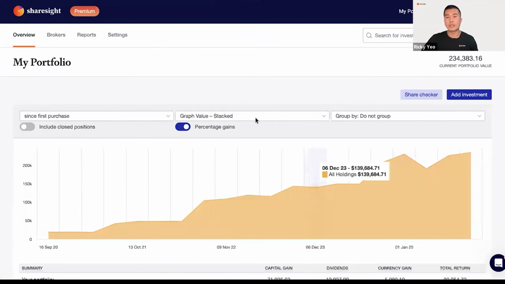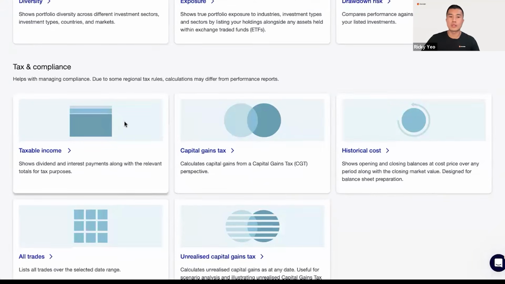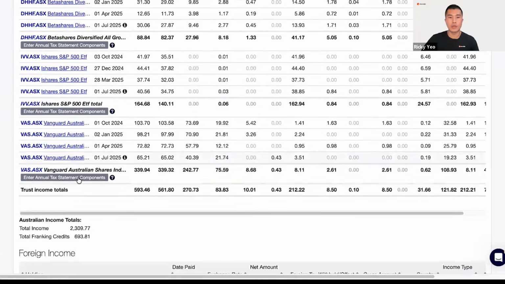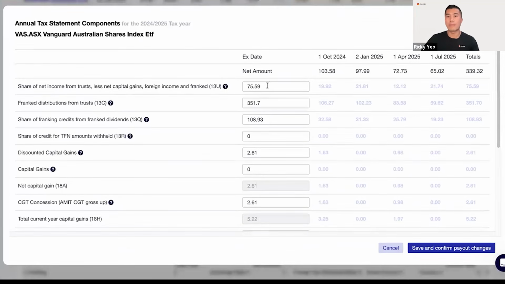Okay, so this one is about ETF. When entering the annual tax component, sometimes the final amount, the final distributions, will be about a cent off. Long story short, just ignore that. I'll explain why sometimes it is a bit off. For example, I'll just use VAS as an example. When you enter the amount over here, when you enter all these components.